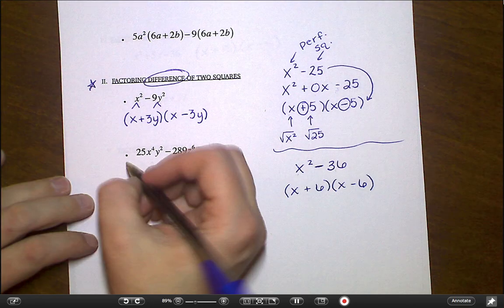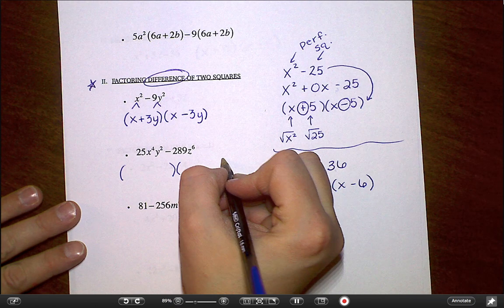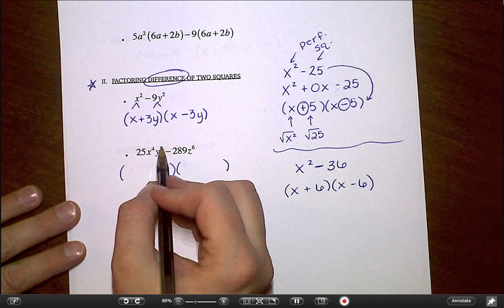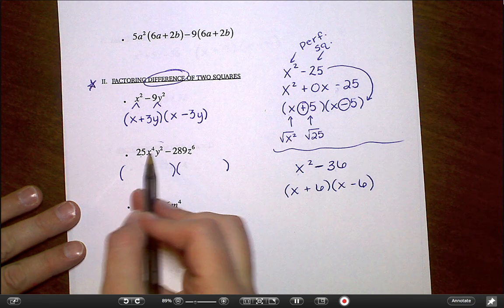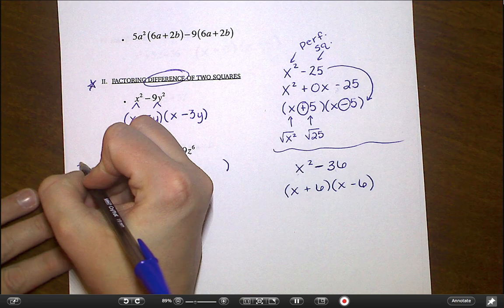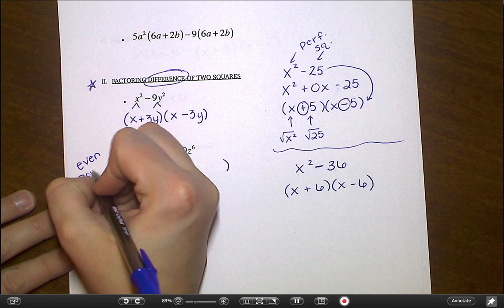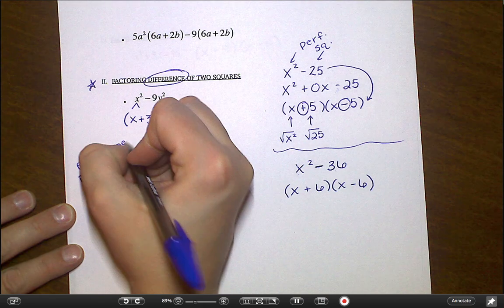Okay, for this next one, parentheses, parentheses, 25x to the fourth y squared. That's a perfect square, right? Because this is a perfect square, this is a perfect square, this is a perfect square. Really, anytime you have even powers, I should mark that down. Even powers are perfect squares.